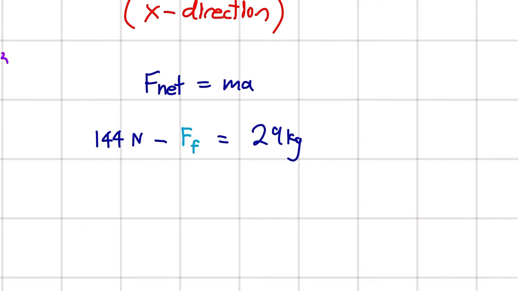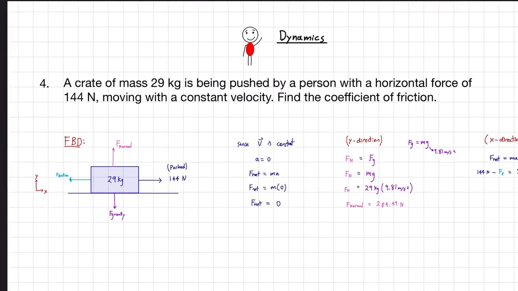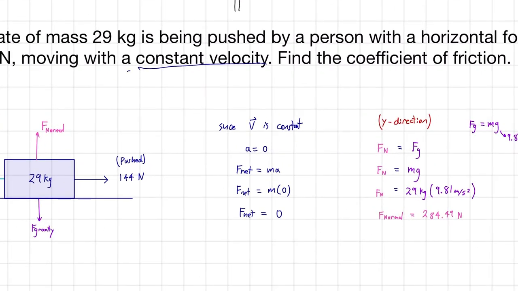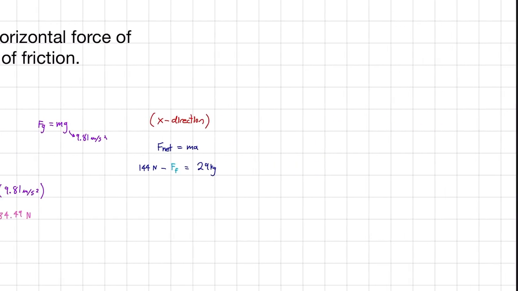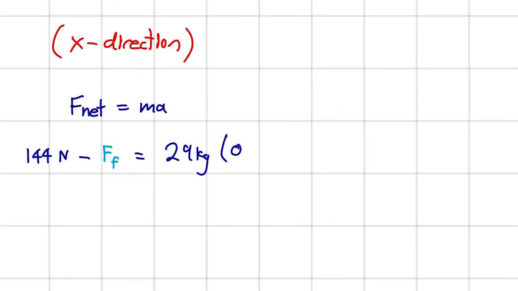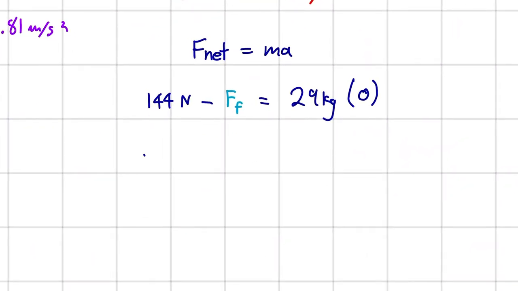Now what's our acceleration? If you remember at the beginning of the problem, since we have a constant velocity, acceleration is 0. So this is what I showed you down here. So the F net is equal to 0. So since acceleration is 0, this whole term here is going to go to 0. So what we're going to be left with is that you got this side of the equation for the net force, and on the other side of the equation is going to be equal to 0.